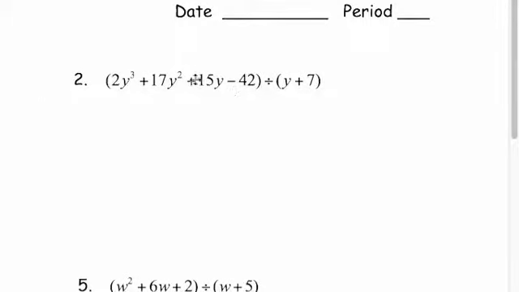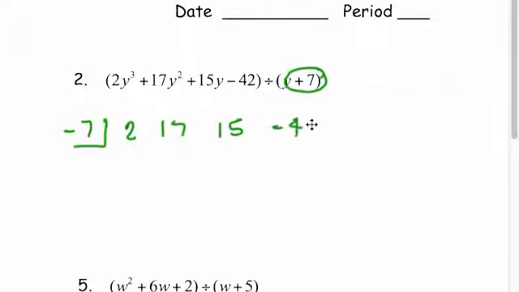All right, is my dividend ready? The terms are in descending order. Yes, 3, 2, 1, and my numbers. And there are no missing terms, as we just saw. So I'm going to make my half box, and I'm going to take the opposite of this second number in the divisor. That's minus 7. I'm going to write down my coefficients of my polynomial: 2, 17, 15, minus 42. And I'll write myself my line.